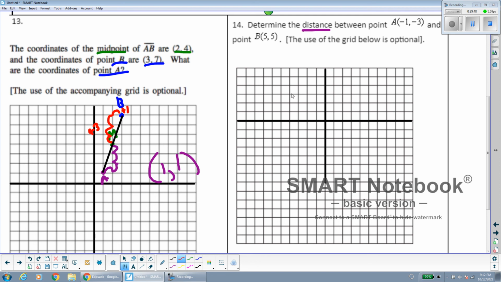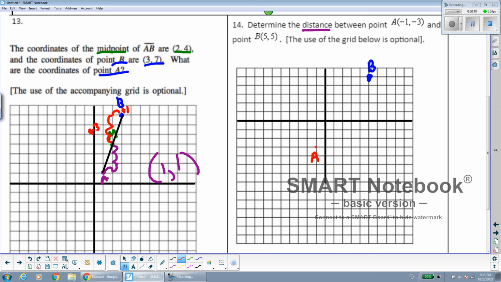So point A is (-3, -1). So I'm just going to graph it and label that point A. And point B is (5, 5). So that's 1, 2, 3, 4, 5. 1, 2, 3, 4, 5. It's right up here. That's point B.